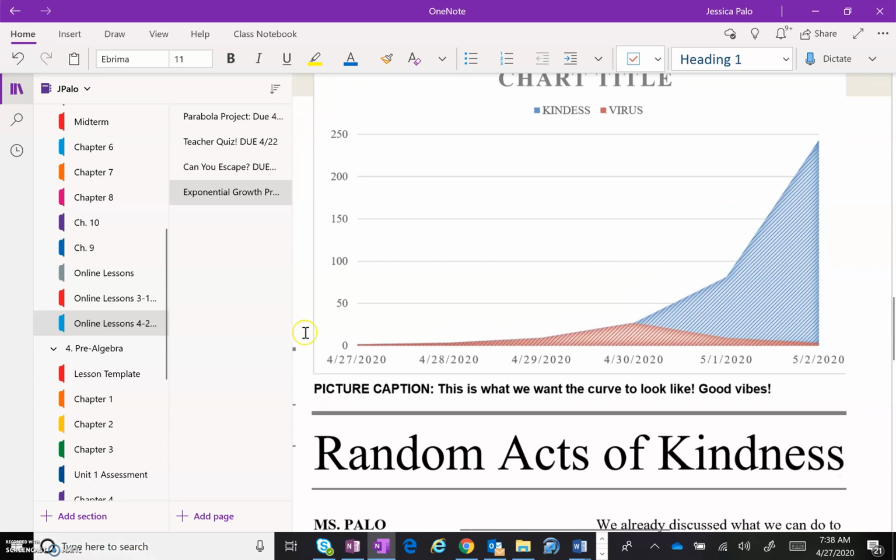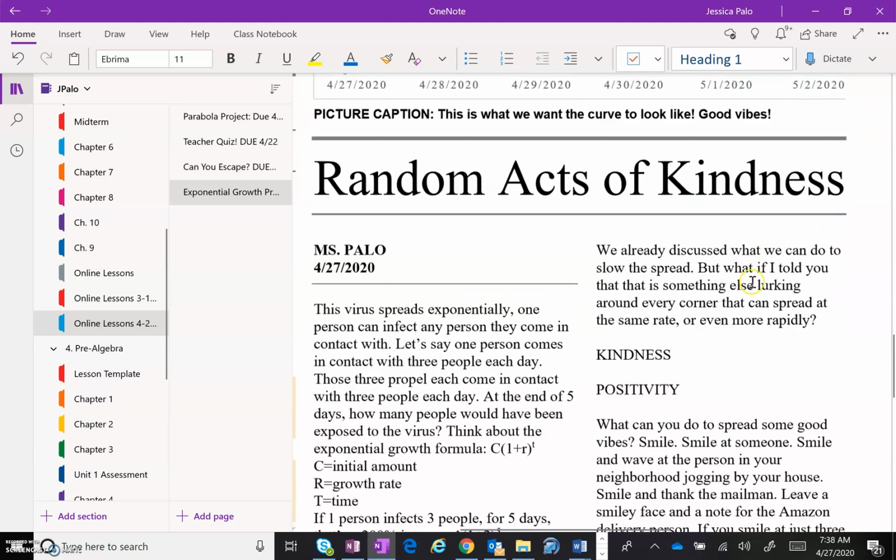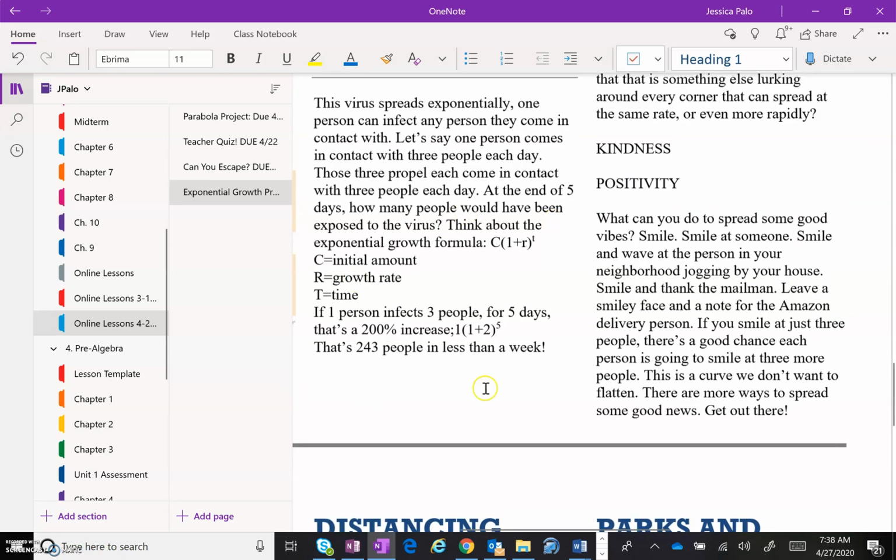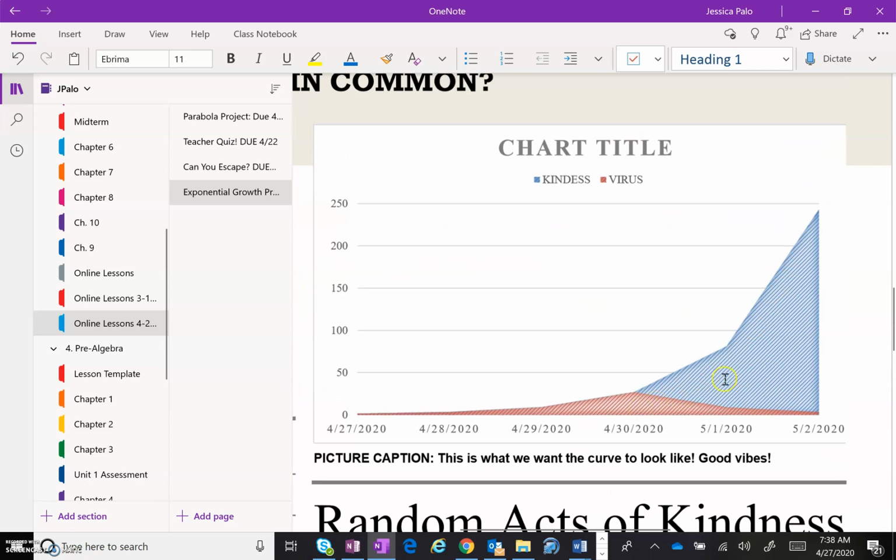So down here is my flattened curve for the virus. I left that red because that's one of my least favorite colors. And then up here, this is my kindness curve. So this one actually represents my data. So this is the data that I plugged in for this curve.